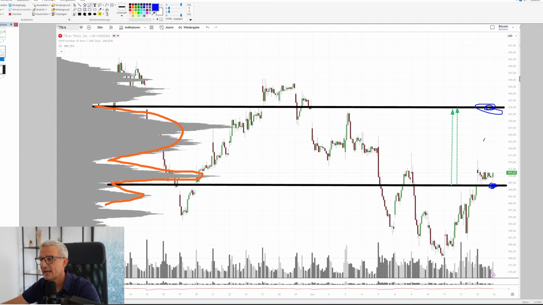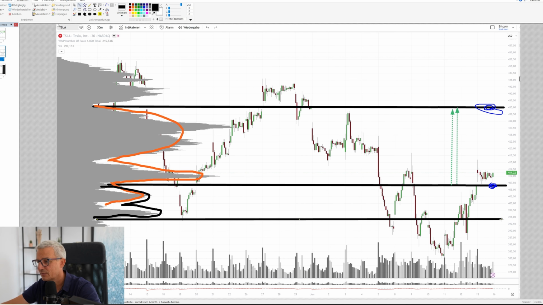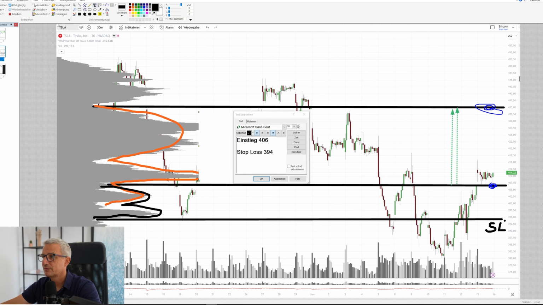Now, for this entry idea, I need a so-called risk level where I say, I'm giving up on my idea now. Now, I can either base the whole thing on the corresponding volume profile. I can say that from here on, there's no more volume. Then I would say, all right, this is where my stop loss would be. So I'd have a stop loss at 394 and my entry at 406. That's okay for now. Then I'll note down these two numbers and look further.